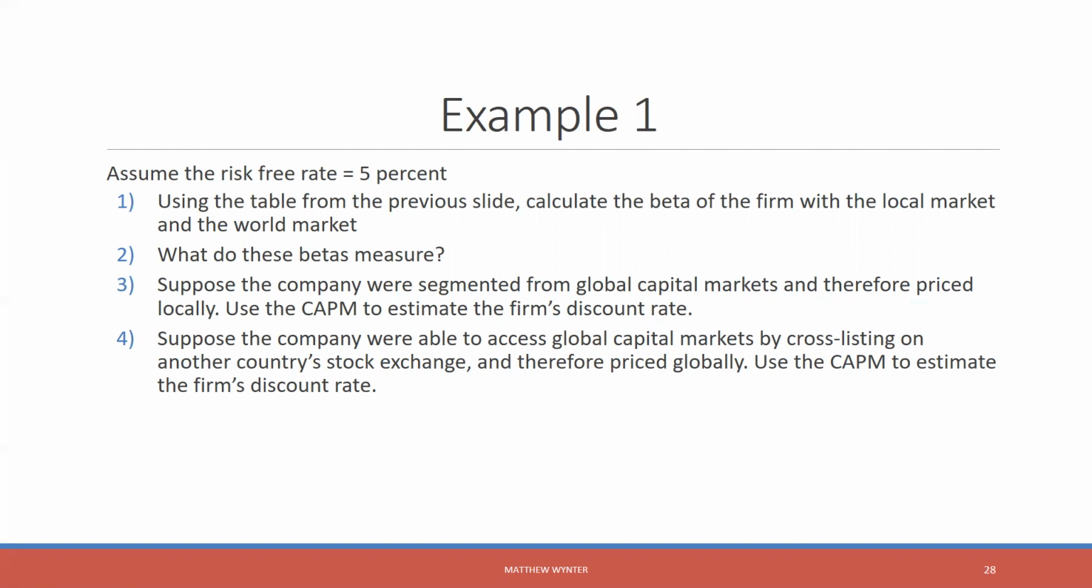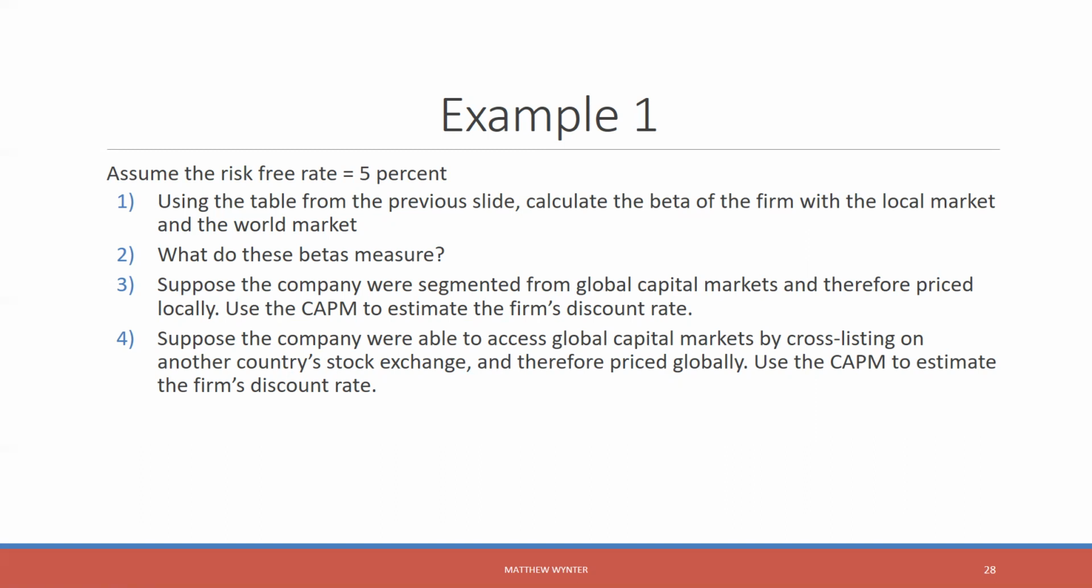Suppose the company were segmented from global capital markets and therefore priced locally. Use the CAPM to estimate the firm's discount rate. Hopefully what you'll observe is that if the firm is priced locally, it will have a discount rate that's based on its local CAPM.